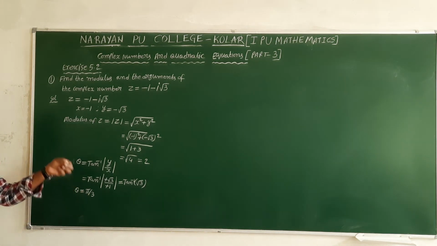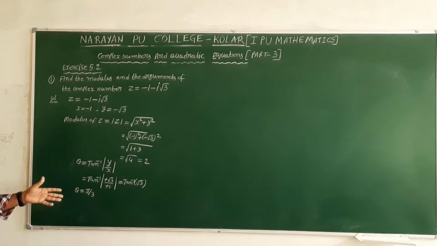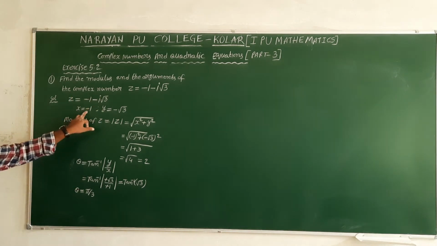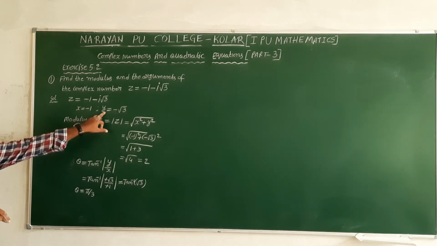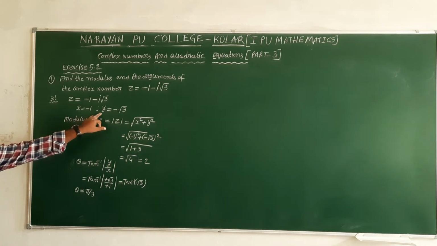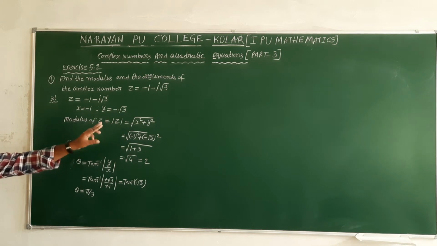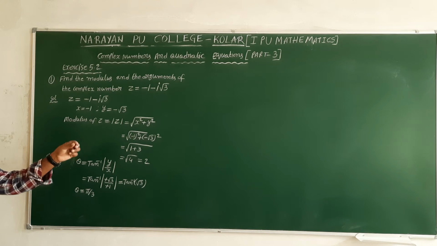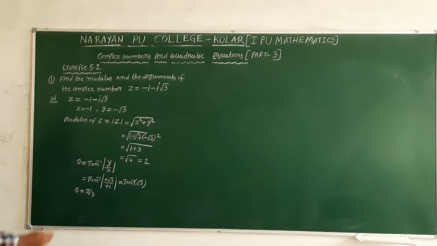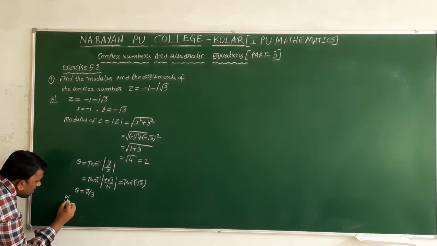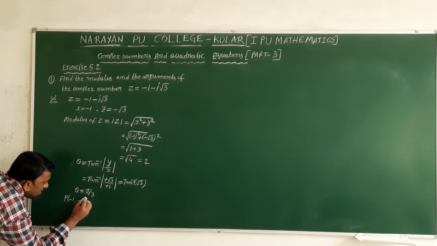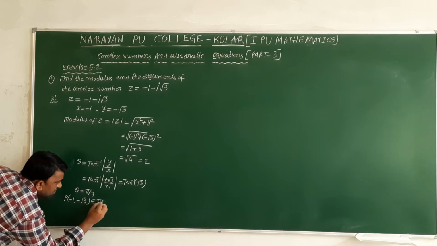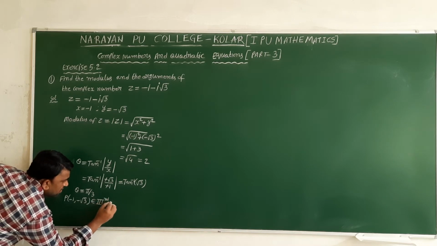Now the argument of z we need to calculate. For that, we need to take which quadrant the point lies on. Here P is x comma y. X is negative, y also negative. I already told you, when both are negative, in which quadrant? Third quadrant. For the third quadrant, the argument is theta minus pi. P, -1 comma minus root 3, belongs to the third quadrant, or otherwise Q3.